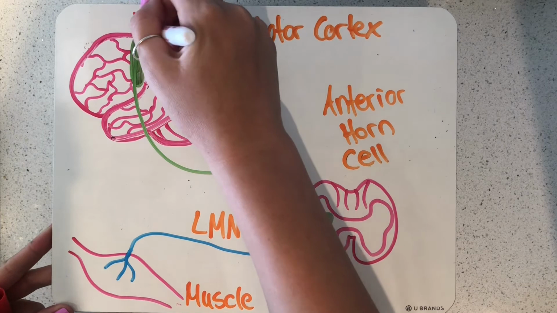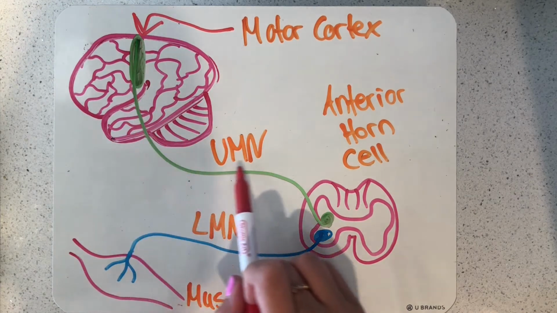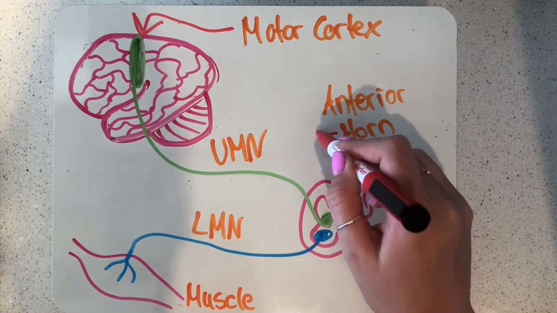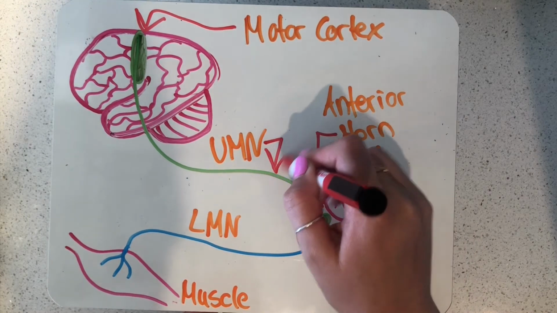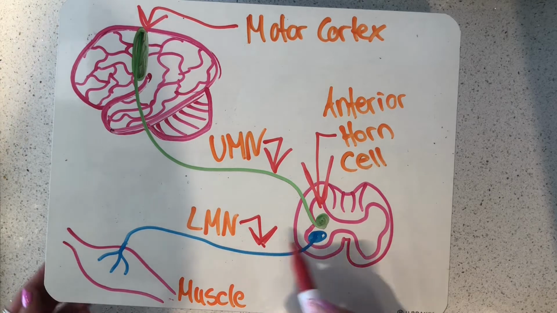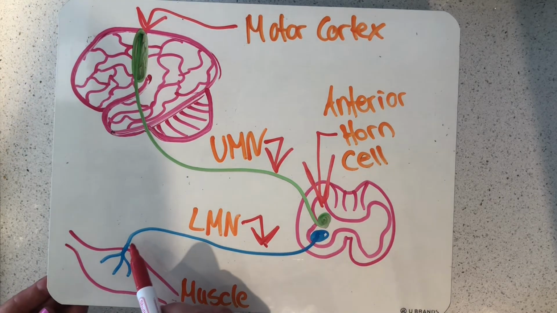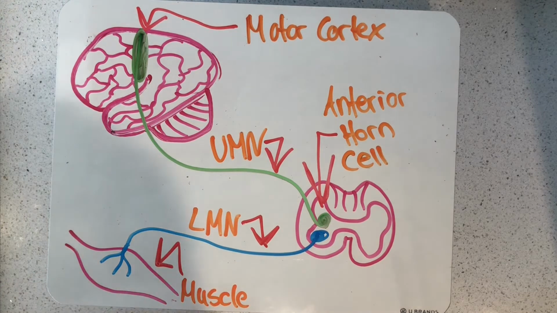This is the motor cortex within your brain. Motor neurons originate from the motor cortex and run down through the spinal cord to this point here, the anterior horn cell. Here, the upper motor neurons synapse with the lower motor neurons. Neural impulses are carried down the lower motor neurons where they meet the muscle. Here, a muscle contraction occurs with voluntary control.